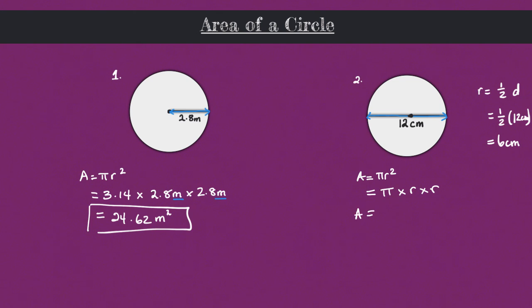So area is equal to pi, which is 3.14 approximately, times 6 centimeters, times 6 centimeters. And when we plug that into our calculator, 3.14 times 6 is equal to 113.04 centimeters squared.